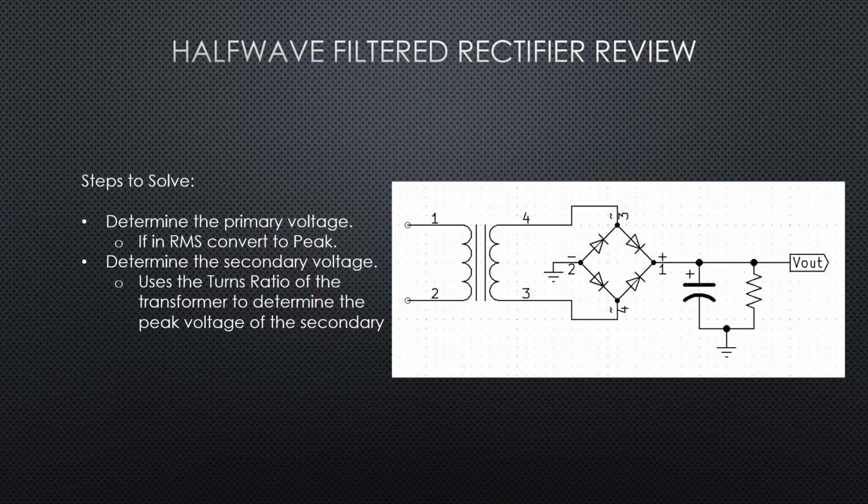So the first thing we need to do is determine the primary voltage. If that's given in RMS, I like to convert that immediately to peak. Then we need to figure out the secondary voltage. We're going to use the turns ratio of the transformer to calculate this secondary voltage.